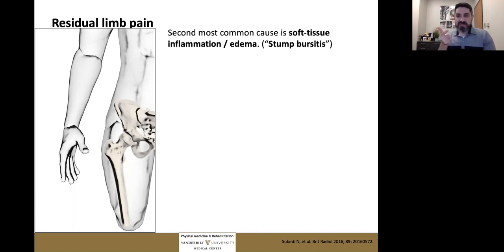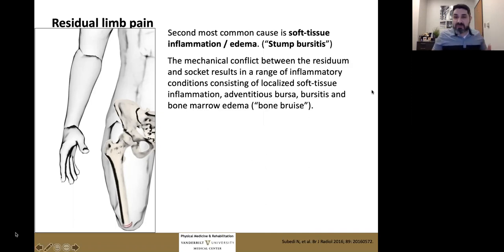We can develop these things anywhere in the body. Anywhere if you've got unchecked motion of the long bone of a residual limb, or you're coming into contact with a certain surface and there's relative motion, there's shear tension on the surface, but also deeper, right? So the mechanical conflict between residuum and socket results in a range of inflammatory conditions consisting of localized soft tissue inflammation, adventitious bursa, bursitis, and bone marrow edema, bone bruise, which we'll see again. So you can develop a little fluid-filled sac, a potential space, same as student's elbow.